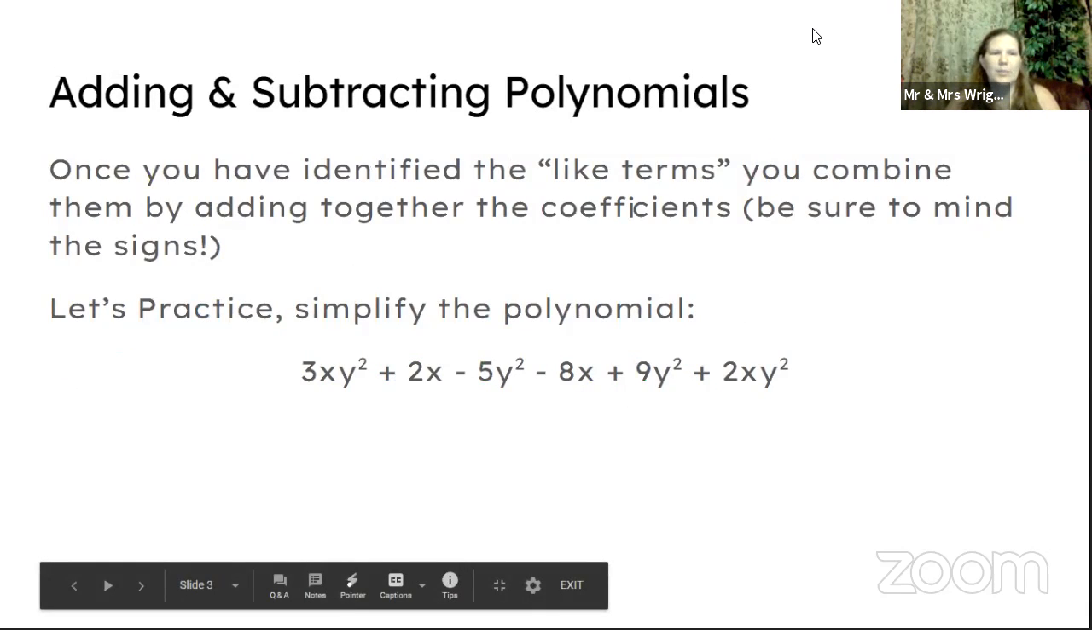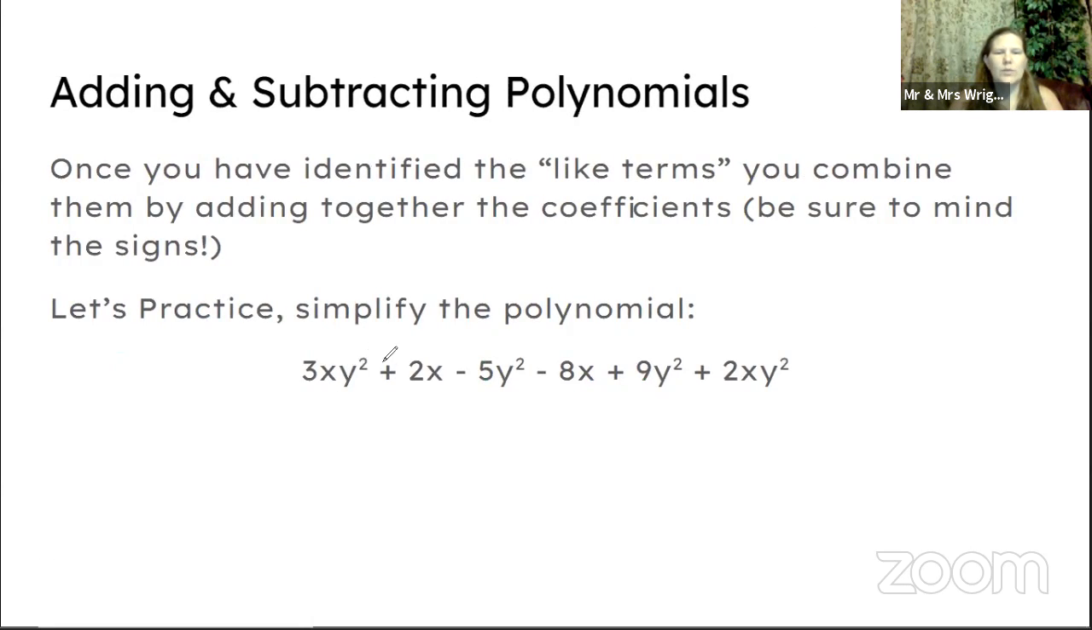So let's look at an example here. It says 3xy squared plus 2x minus 5y squared minus 8x plus 9y squared plus 2xy squared. That's a lot of terms. Wow. Remember, each one of these separated by a plus or a minus is a term. And we want to combine the like terms. So we want something that has the exact same letter or letters and the exact same exponents.